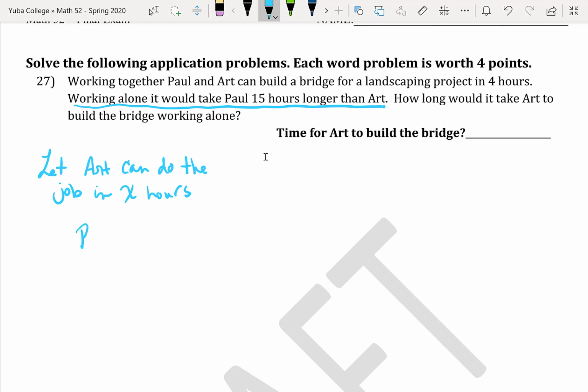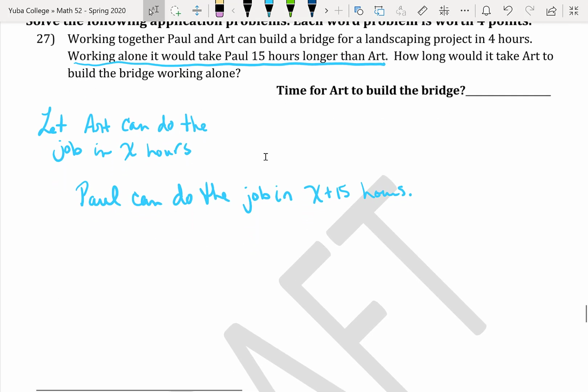Okay, so this is a work-related problem, and so I know that 1 over the time it takes one person to do the job, which is X, plus 1 over what it takes another person to do the job, which for Paul is X plus 15. And I would continue to do this until I got to all the people working, which is just Paul and Art in this case, is equal to 1 over the time it takes them to do the job together, which in our case is 4.